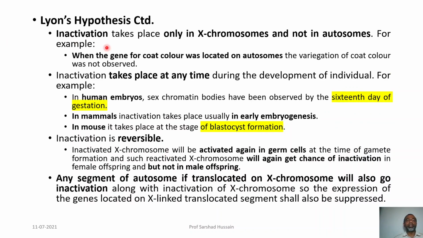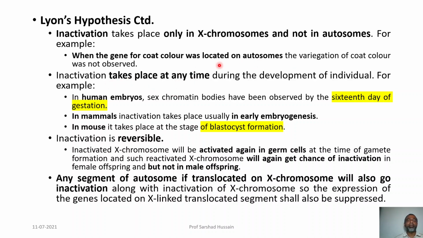Then, inactivation takes place only in the X chromosome, not in autosomes, because autosomes are again having two similar chromosomes like the two X chromosomes of the females, but it is proven that autosomes do not show inactivation. When the gene for coat color was located on the autosomes, then it was seen that no variegated coat color, as we studied in the previous case, was present. It means autosomes do not go inactive.